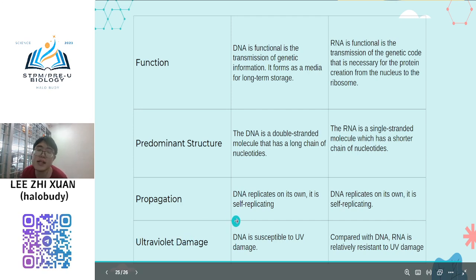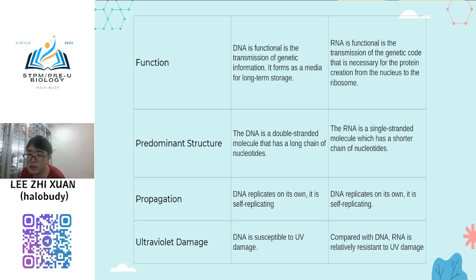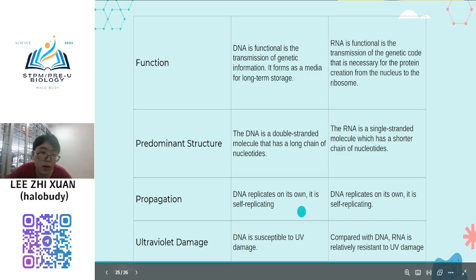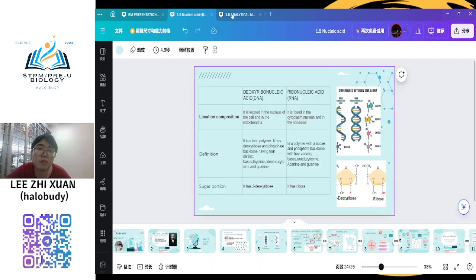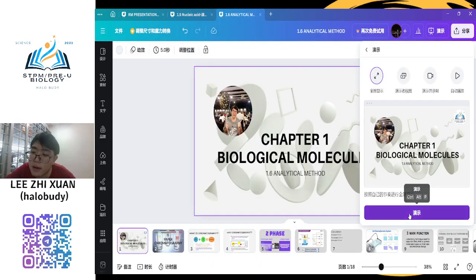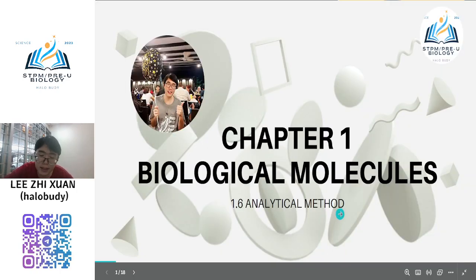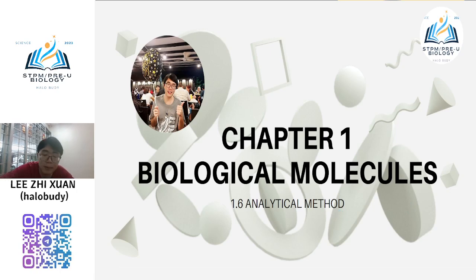For ultraviolet damage, DNA is more susceptible to UV damage, whereas RNA is more resistant. Okay, so that's all for the nucleic acid part. Now we will proceed to the last topic, which is the analytical technique.